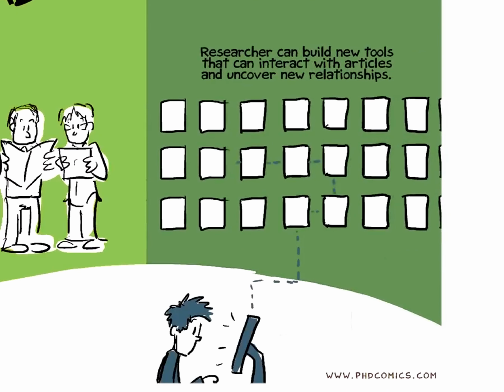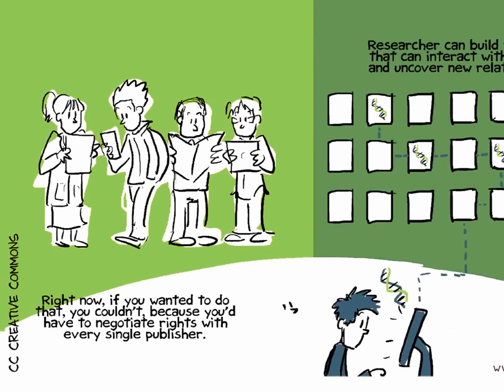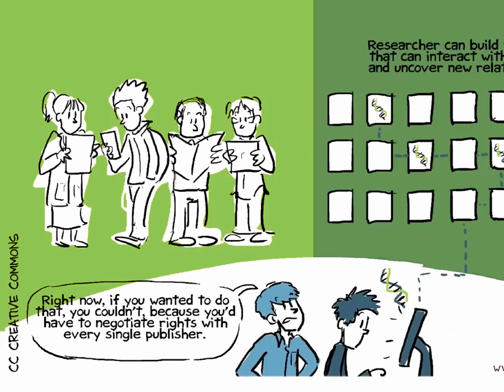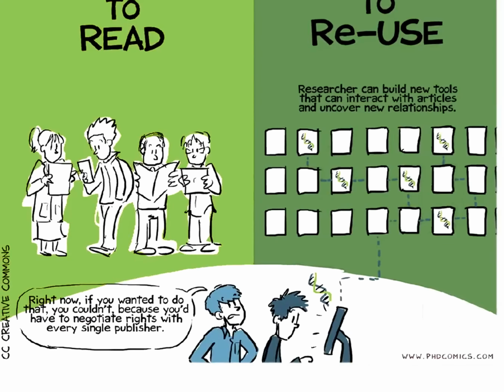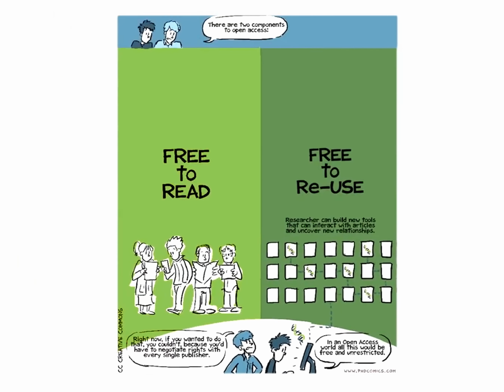They can mine the articles, they can find relationships, they can find snippets of genetic code that are mentioned in multiple papers, or different phrases, or concepts that are referenced in a biology paper and a chemistry paper, that individual researchers would never be able to uncover because they can't read this many articles. So if you actually wanted to do that, you couldn't, because you'd have to negotiate individual rights with every single publisher in order to do that. In an open access world, all this information would be open on the internet for free, and people would have unrestricted rights to do that kind of data mining.